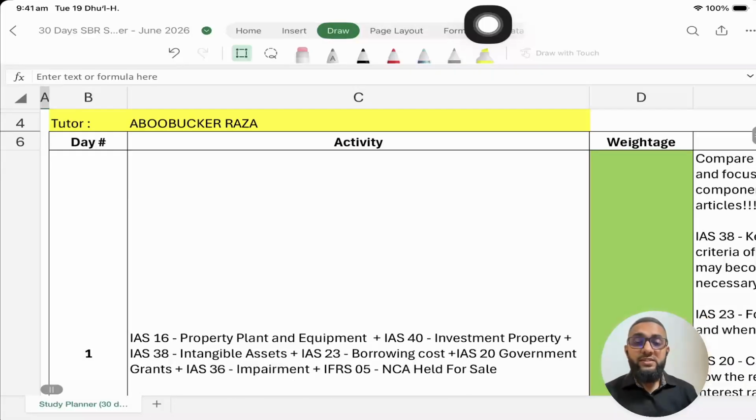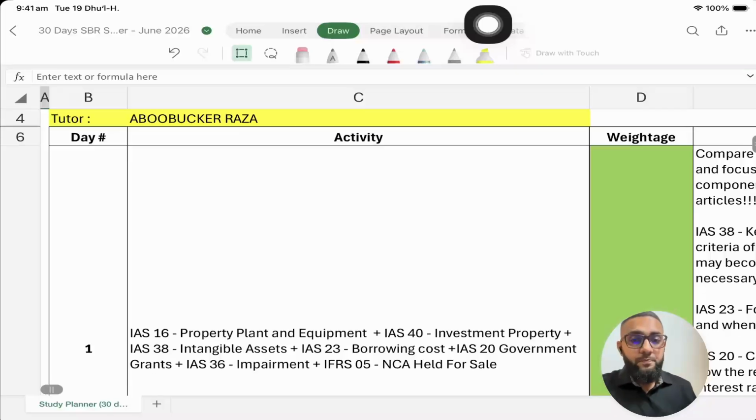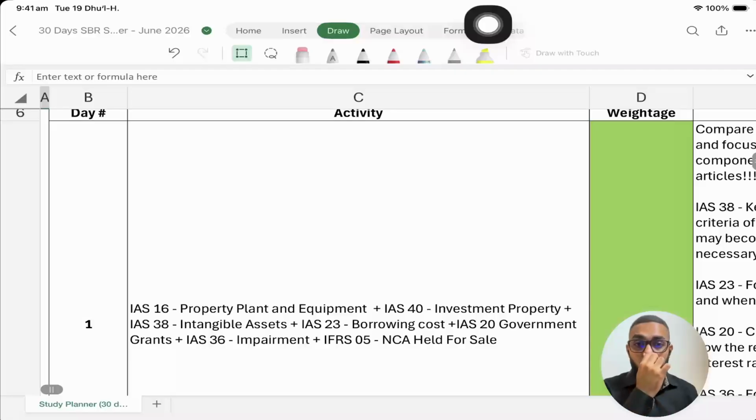Now, when it comes to this study planner, this is a combination of technical revision as well as practical revision. So you will be focusing on the theoretical aspects as well as the exam practice aspects as well. So you can use this study planner as it is holistically, or you can tweak it as you find comfortable depending on certain topics. So on day one, you're supposed to focus on the standards relevant to non-current assets.